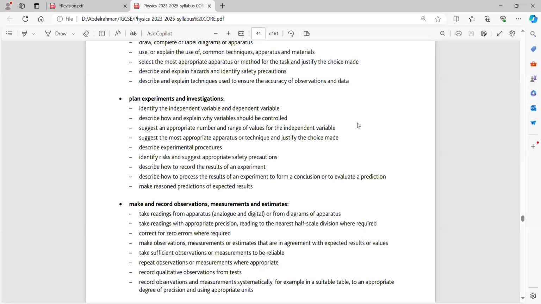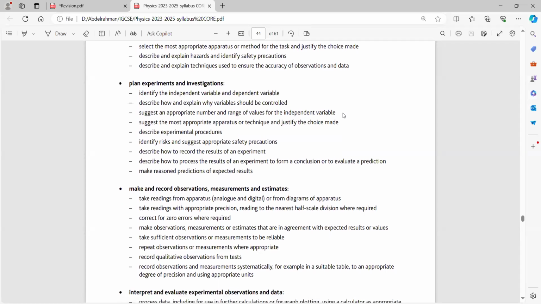For example, he told you the range of values, an appropriate number, and the range of values for the independent variable. That's why I always write down the independent variable first, the range of values, and then some of the numbers that will be used for it. For example, if I'm saying the height, I have to write down some values for the height: 10 centimeters, 20, 30, 40, 50 centimeters. That's the independent variable, the thing I will be changing. Other than that, all of the other variables will be constant.